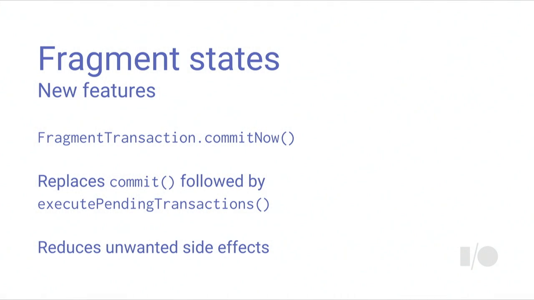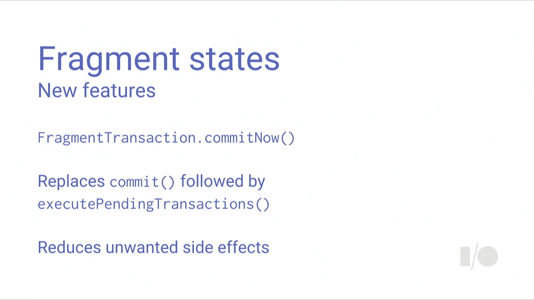So execute pending transactions had another kind of problem as well, which was that it makes everything happen right now. And the issue with that is that different parts of your program might be committing Fragment transactions at different times. So as soon as you say execute pending transactions in one piece, you may have just caused a side effect that affects some other library that you imported that uses Fragments and you didn't even know about it.